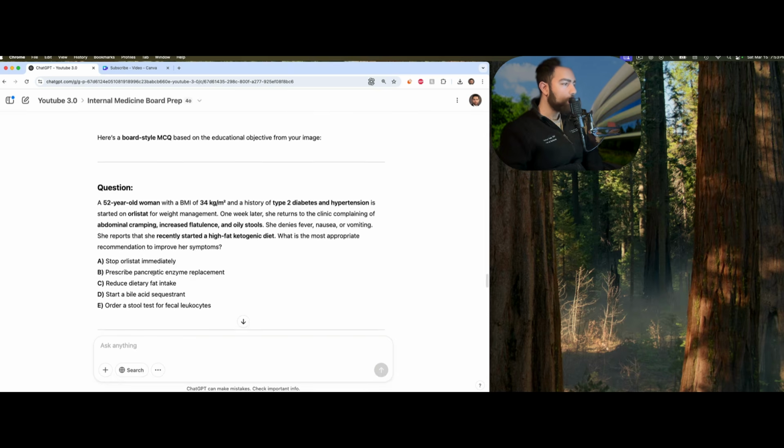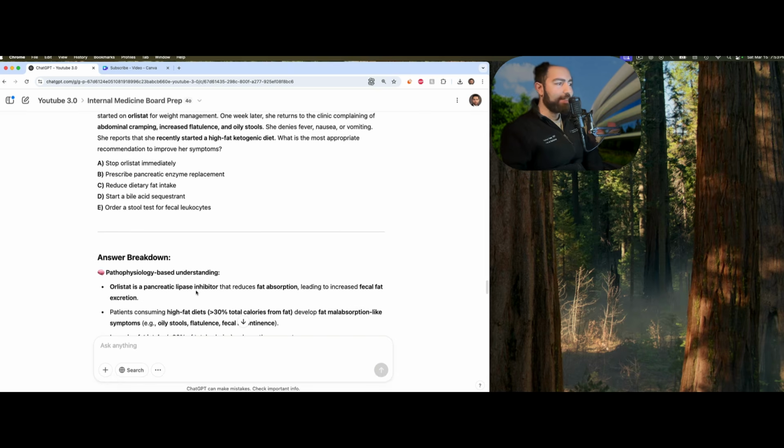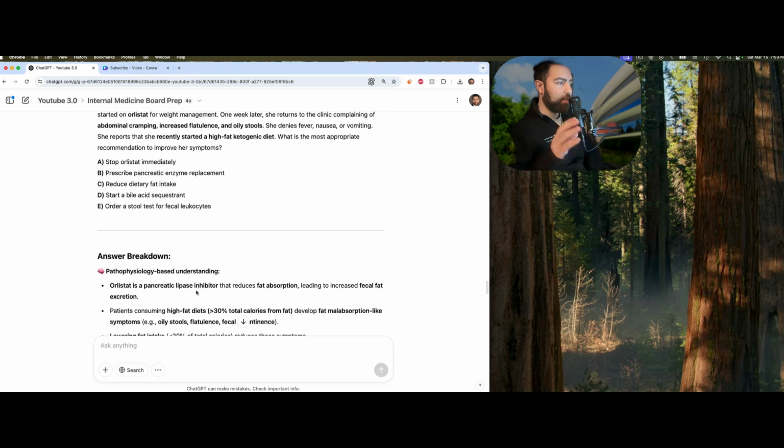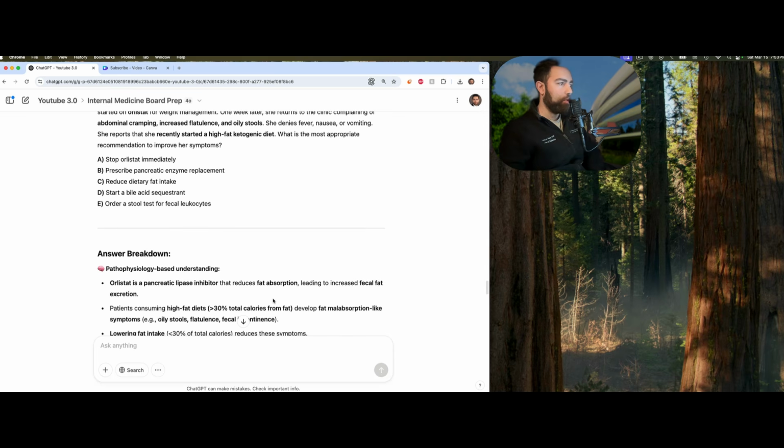All right. So, pathophysiology. Orlistat, the boards love to ask about Orlistat, its mechanism of action, and everything else. Orlistat is a pancreatic lipase inhibitor. It reduces fat absorption, so it can cause increased fecal fat excretion. So all these symptoms that you were seeing make sense there.